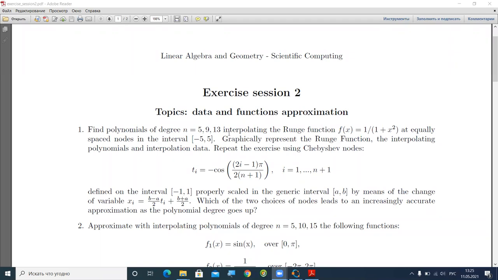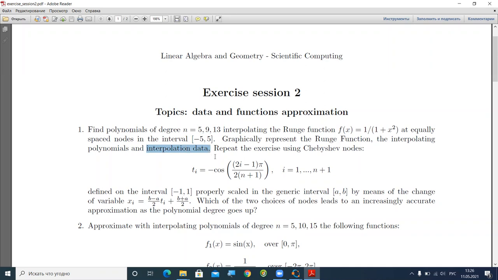Find the polynomials of degree n, where n is equal to 5, 9, and 30, interpolating the Runge function f of x at equally spaced nodes in the interval minus 5 and 5. So this function we call Runge function. We need to find these polynomials in the interval minus 5 and 5, and then graphically represent this Runge function, the interpolating polynomials and interpolating data. We need to do this for these three ones, interpolating polynomials and interpolating data.